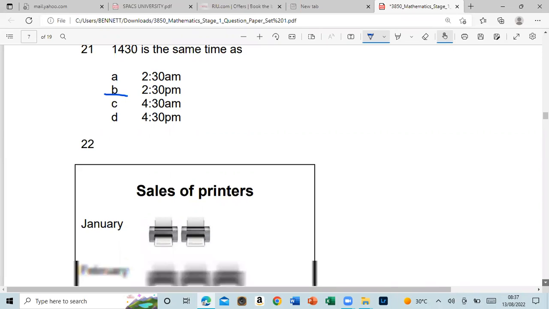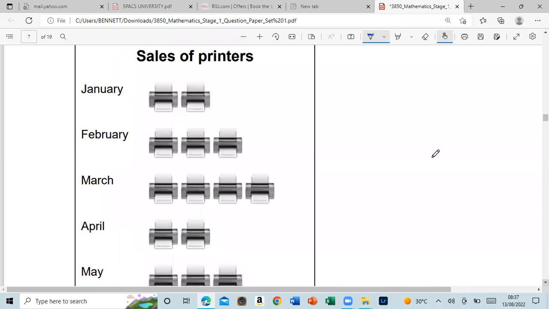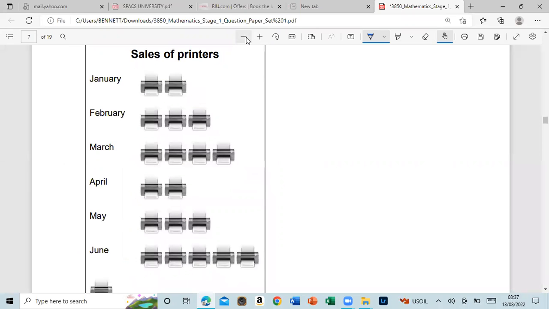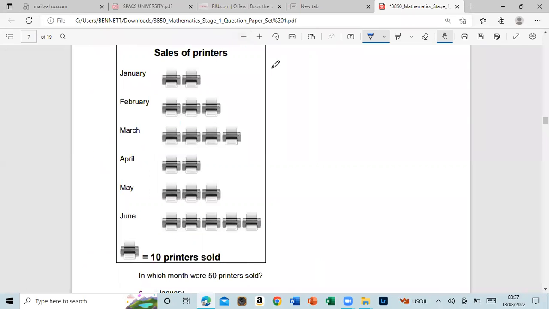We actually have moved so fast. Sales of printer. So they give you January. Let me small it up so you guys can see everything. They give you January, February, March, April, May, June. Right? And they give us the key here. It says one of this is equal to 10 printers sold. Listen to the question now. In which month were 50 printers sold?